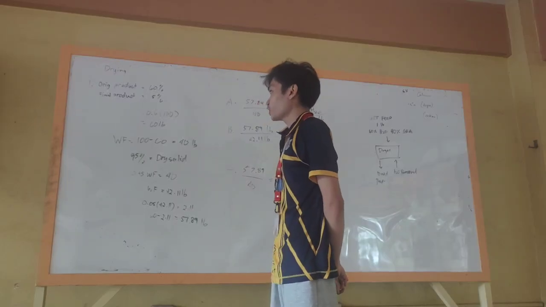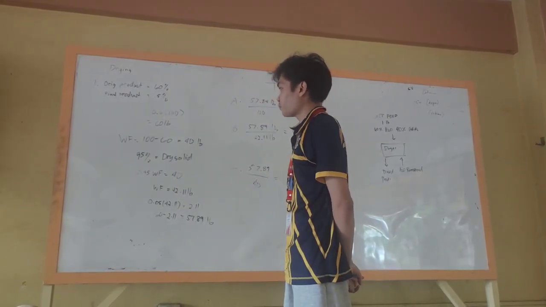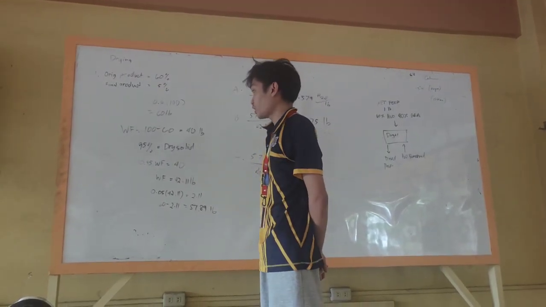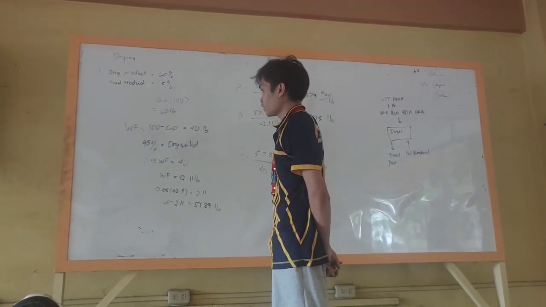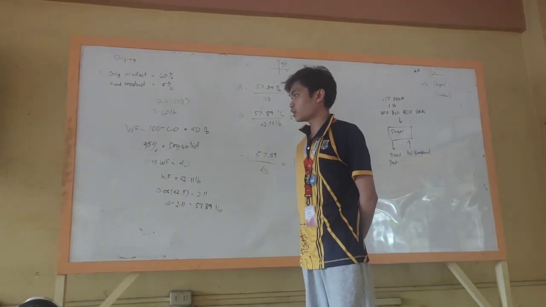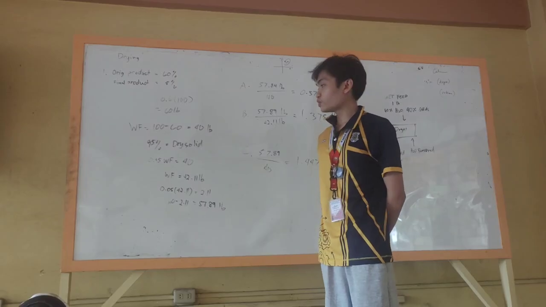So we have the given first: the original product is 60%, the final product is 5%. First, we need to multiply it by 100. So 0.6 times 100 will give you 60 pounds. Next, W_F is 100 minus 60 equals 40 pounds.